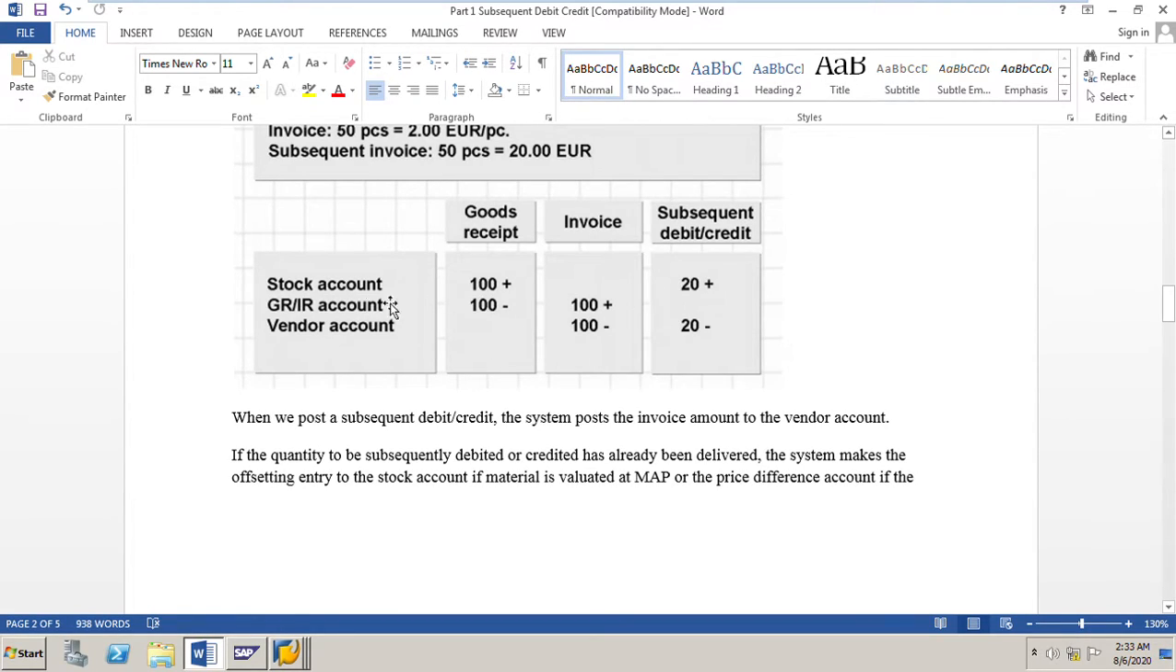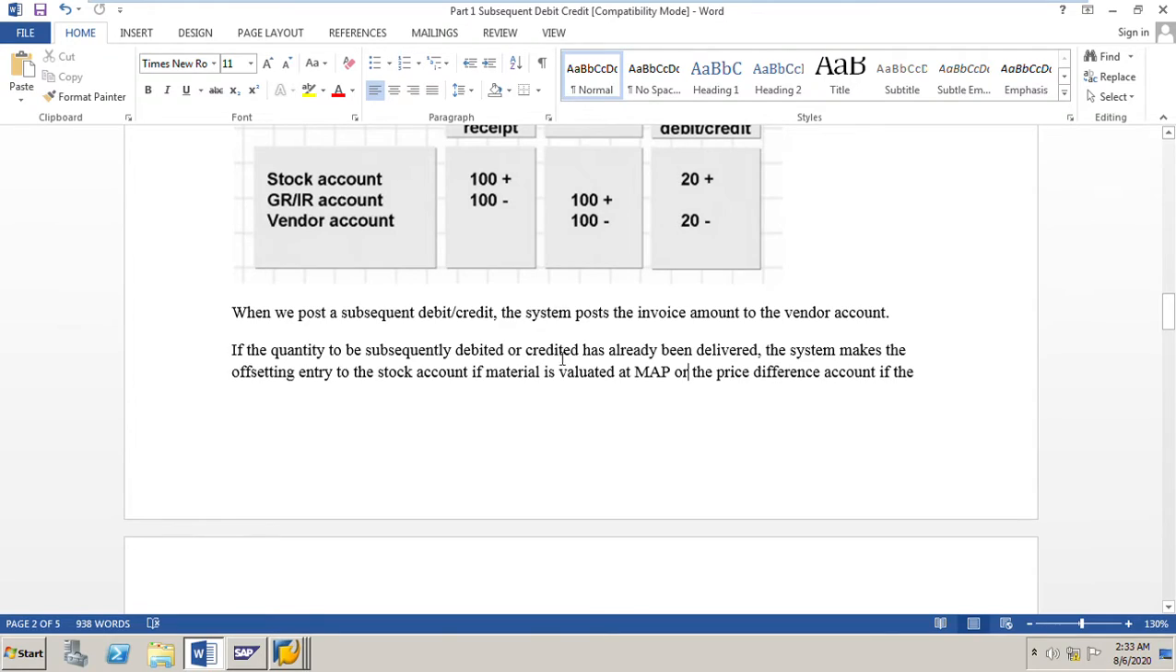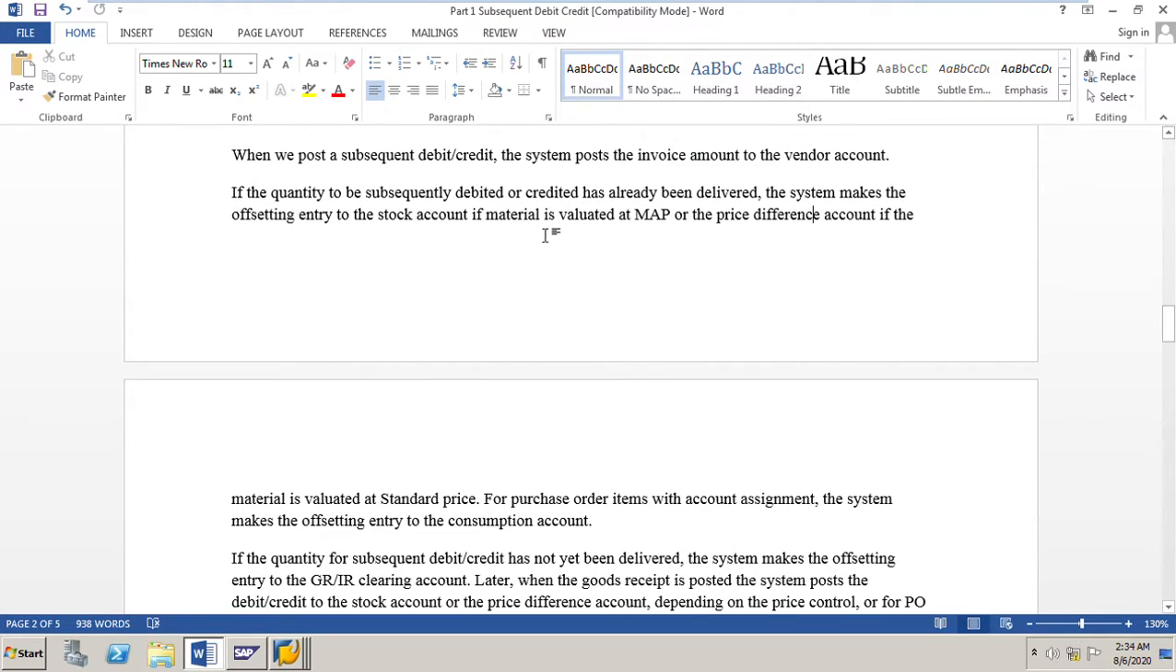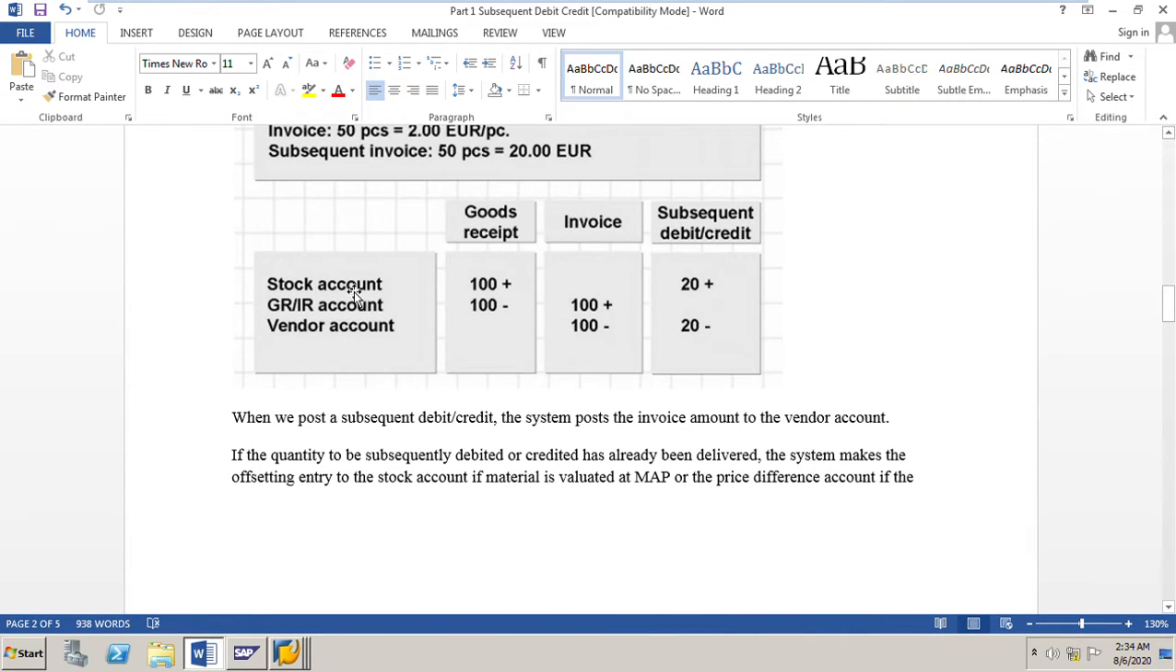Here in this example, it has updated the subsequent debit of €20 to the stock account. Why? Because the material is valued at moving average price. Suppose the material is valued at a standard price, then the offsetting entry is made to the price difference account. That is one thing. This is the case if the material has already been delivered. If the material is already delivered, then the system makes the offsetting entry to the stock account.